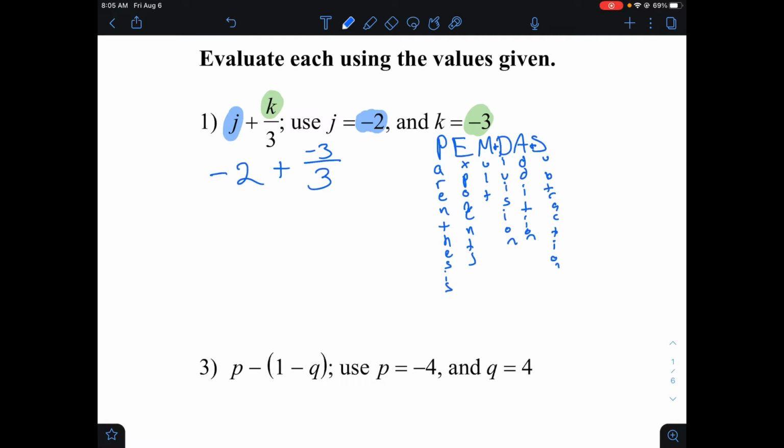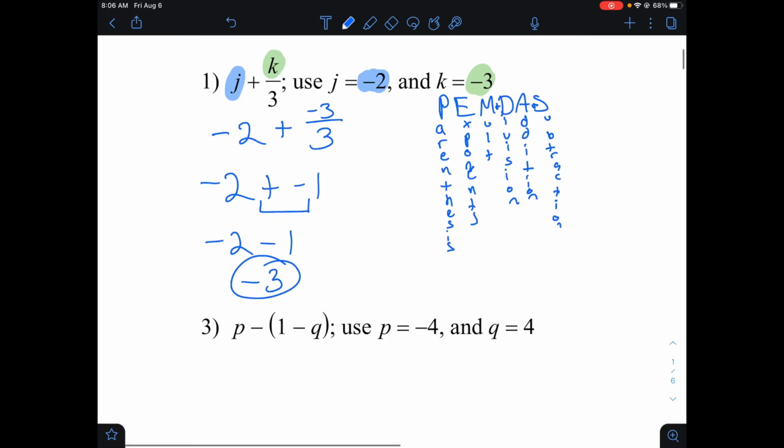So we look, we don't have any parentheses, we don't have any exponents. We do have some division though, right? So we should do our division, which is going to be -3 divided by 3. So we end up with -1. Then at this point, you could do it in your head. -2 plus -1, we've got a positive and a negative next to each other, so we could rewrite it like this, which is going to give us a -3.